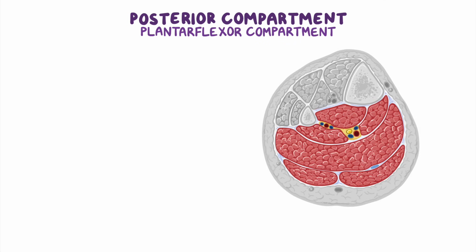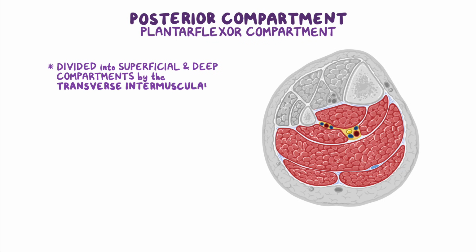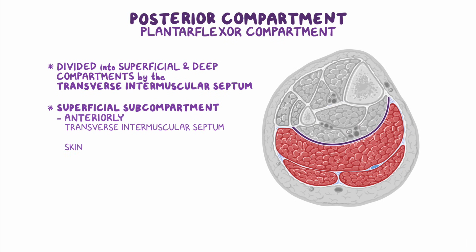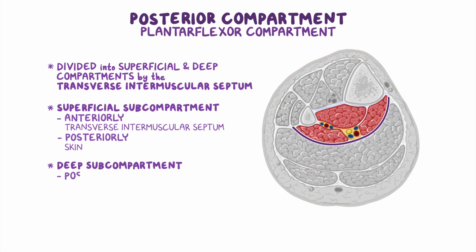And finally, we've reached the posterior compartment of the leg, or the plantar flexor compartment, which is the largest of the three. Now, the posterior compartment is divided into a superficial and a deep subcompartment by the transverse intermuscular septum. The superficial subcompartment is larger, and its borders are the transverse intermuscular septum anteriorly and the skin posteriorly, while the deep subcompartment is smaller and sits posterior to the tibia, fibula, and the interosseous membrane.